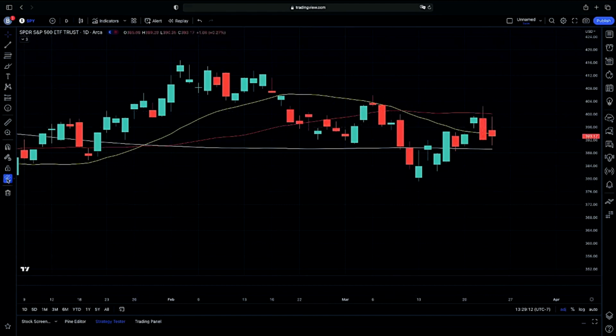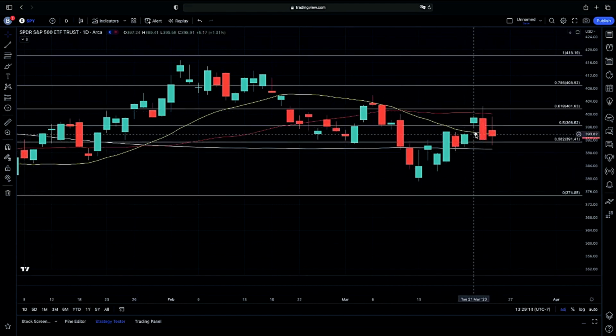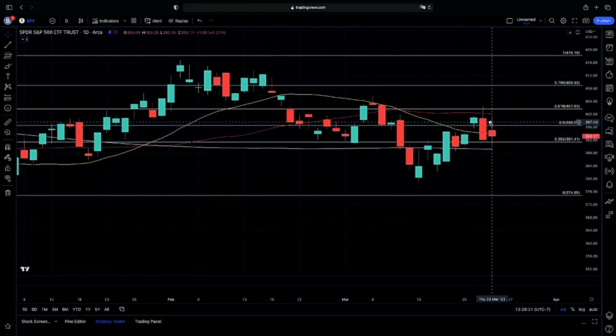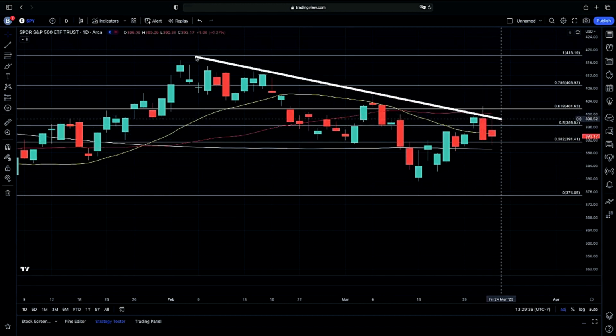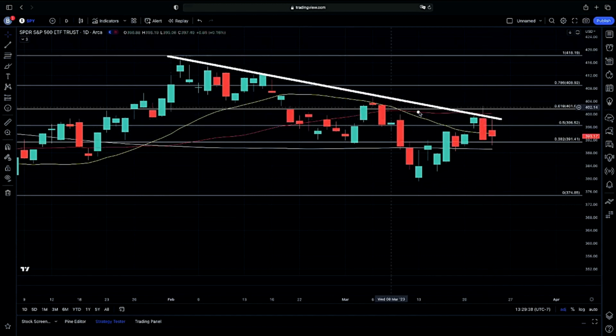This is exactly bouncing off of our 0.382 fib here that we did close just above yesterday. Gapping up today, jumping above our 20-day moving average, jumping above our 0.5 fib, and then retesting our trend line that we did have here, and a perfect rejection here. Now looking to see if we will continue on with this rejection.